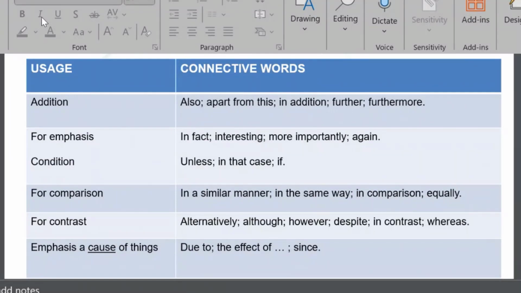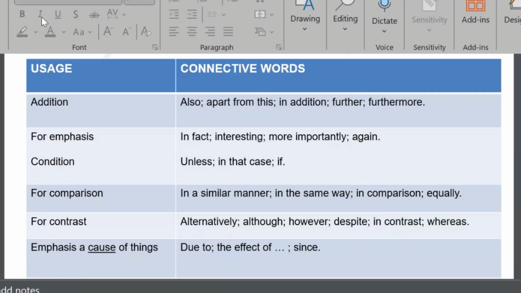Think about if I write my sentence in this way, not using only one word but various words as I want to emphasize something. If, for example, I want to put a condition, I can use this connective word: in that case. Or in a situation where I want to show a contrast, how two views differ or do not agree with each other, I could use connective words like alternatively, although, however, despite, and so on. In a case where I want to emphasize the cause of a thing, some of the words I can use are due to, the effect of, since. There are many, colleagues, I could not put all of them here. The other one is also important.